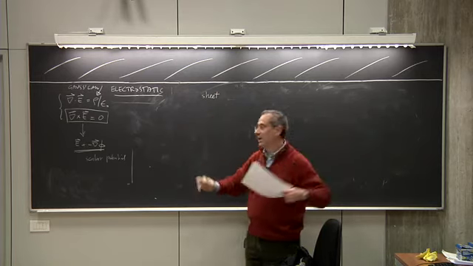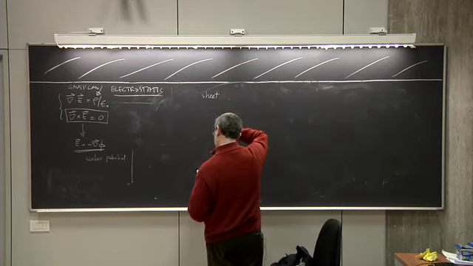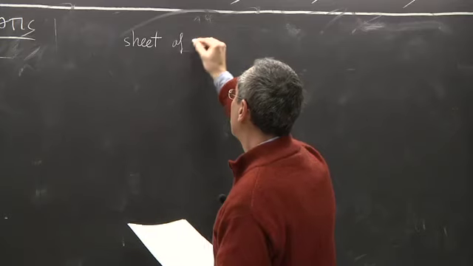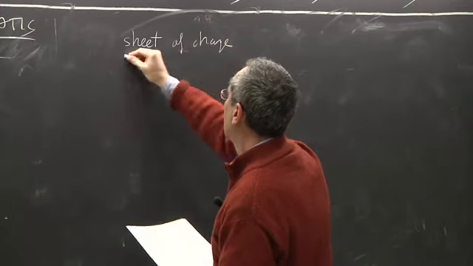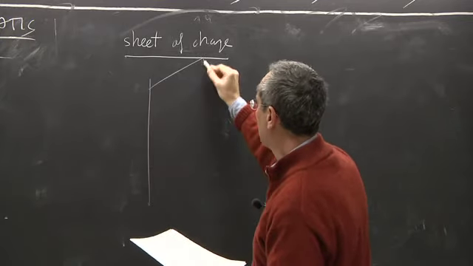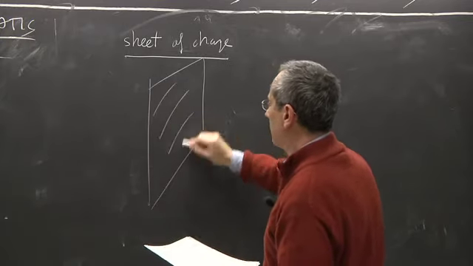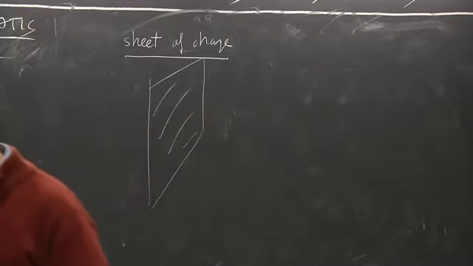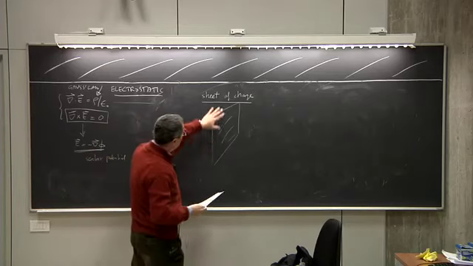So it's an infinitely large plane covered with a certain charge. It's something like this, an infinitely large charged sheet. So how big is the field? This is a uniformly charged plane.